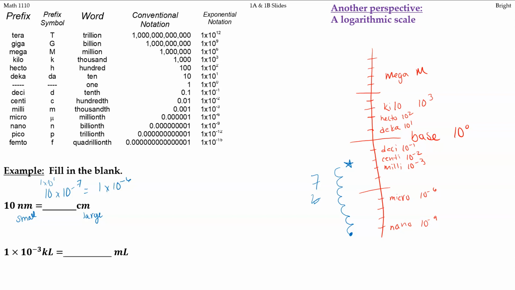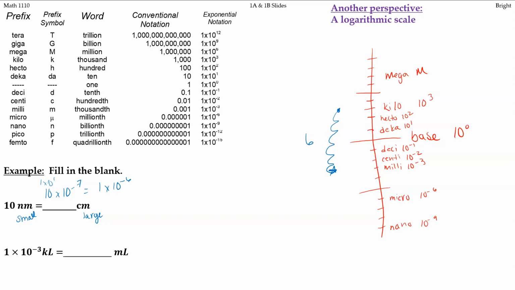Alright, so now I'm going to erase this scale and do the next problem. So 1 times 10 to the minus 3 is some number of milliliters. So I'm up at kiloliters, and I want to go to milliliters, which is right here. So in total, I would go 1, 2, 3, 4, 5, 6. So I move 6 spots.